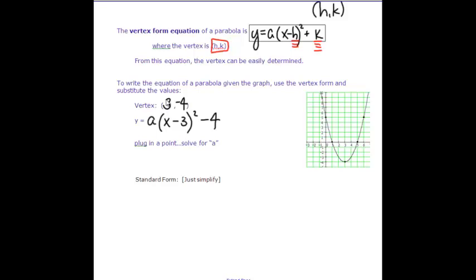Try to pick an easy point. In this case, I'm just going to use 5, 0. I could use 0, 5. I could use 1, 0. I could use 6, 5. Okay, any point, it doesn't really matter.